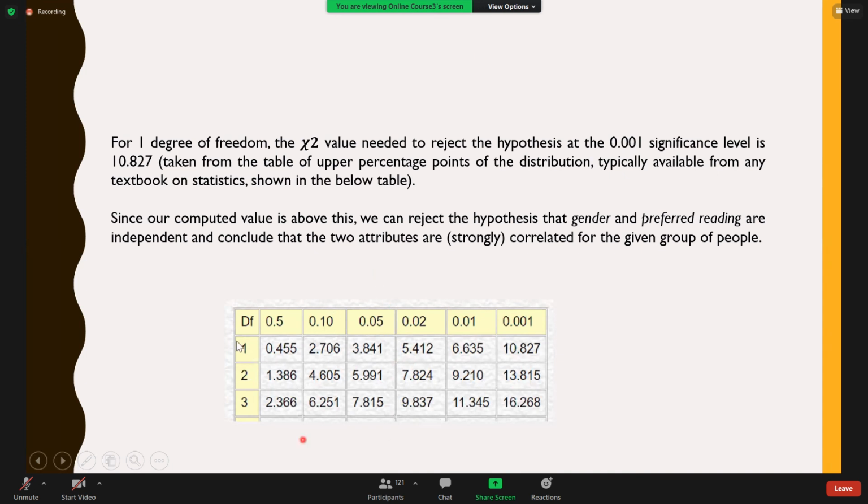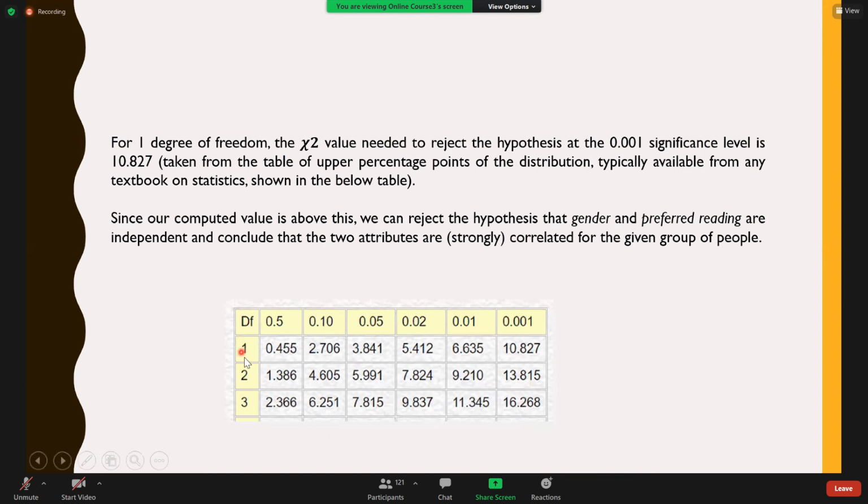These are the predefined values, where the row indicates the degree of freedom. The degree of freedom is calculated as the product of (R minus 1) and (C minus 1). R represents the number of values of one attribute. C represents the number of values of another attribute. Based upon these numbers of values, the degree of freedom is calculated as the product of the two.